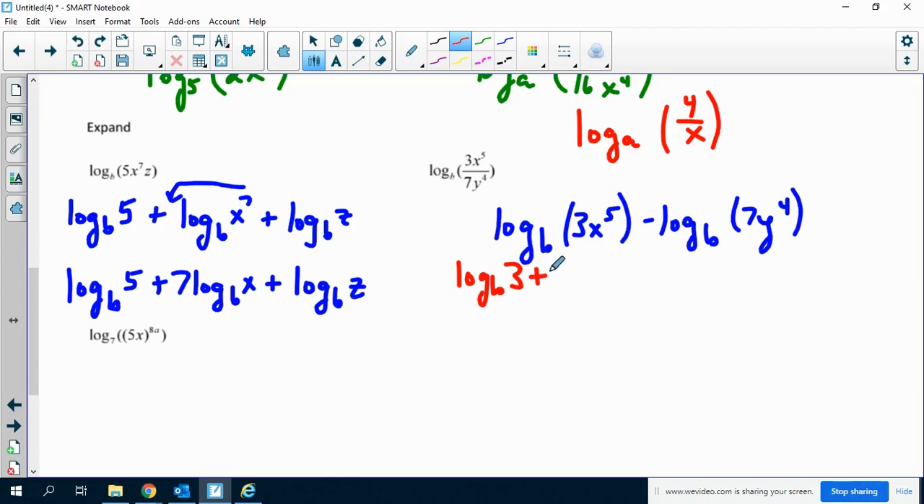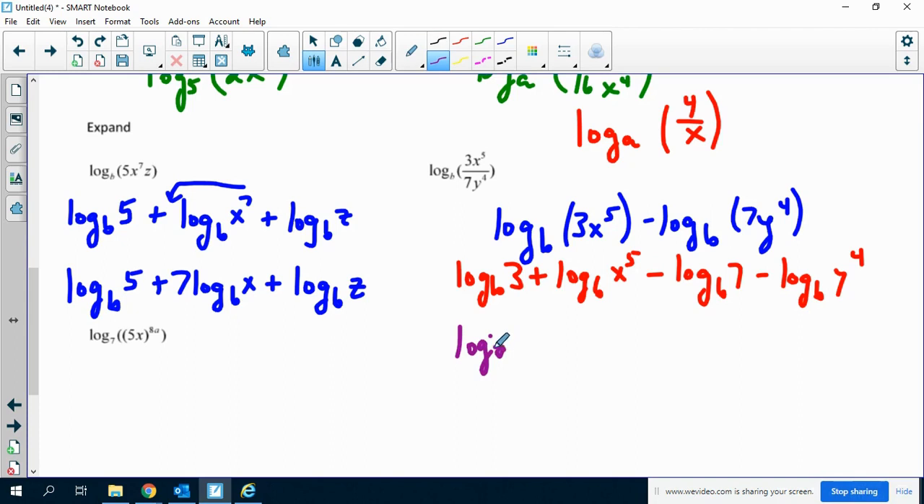So log base b of 3 plus log base b of x to the 5th minus log base b of 7 minus log base b of y to the 4th would probably be a better way to have started, but at least we figured out how to get there in due time. So log base b of 3 plus 5 log base b of x minus log base b of 7 minus 4 log base b of y is the final answer.